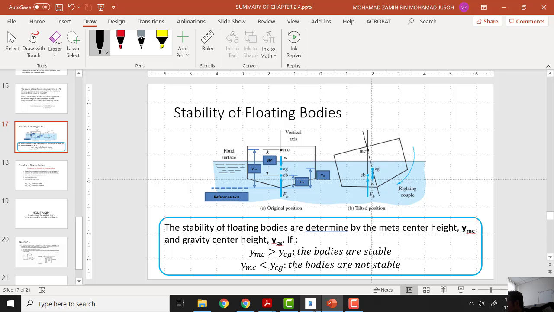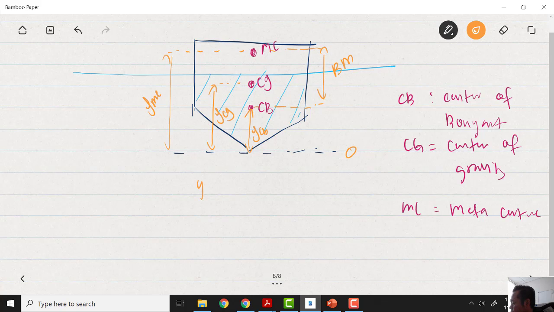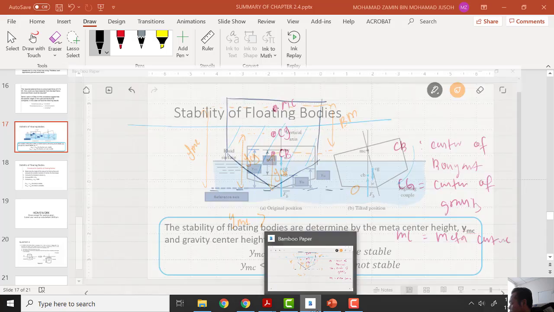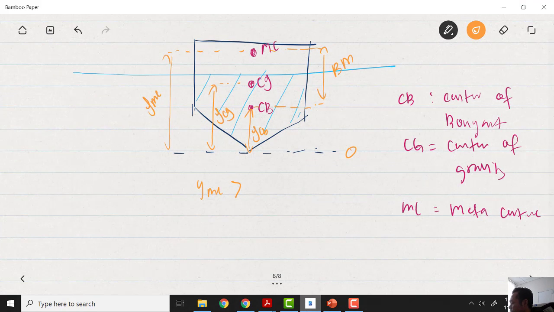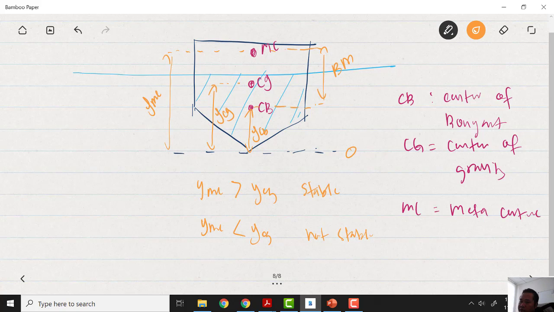Okay, now we are already done with our note. If YMC is larger than YCG, then it is stable. But if the YMC is lower than YCG, it's not stable. Now, how do we calculate YMC and YCG?